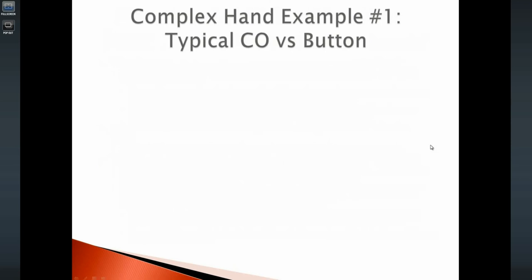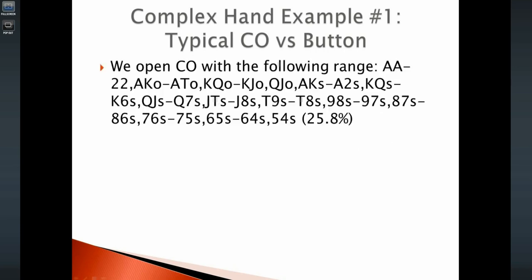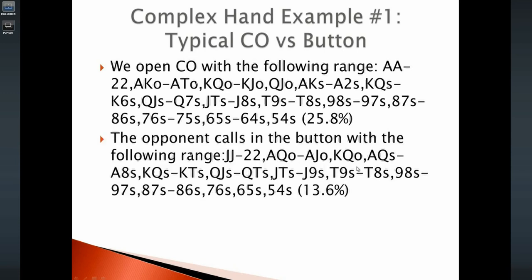So now we're going to begin our first complex hand example, which is probably going to be about 25 or 30 slides. I'm recording this right now before I finish doing all the slides for it. So, typical cutoff versus button. We open in the cutoff with the following range. I'll show you in a second. And then the opponent calls on the button with this range. I'll show you in a second.